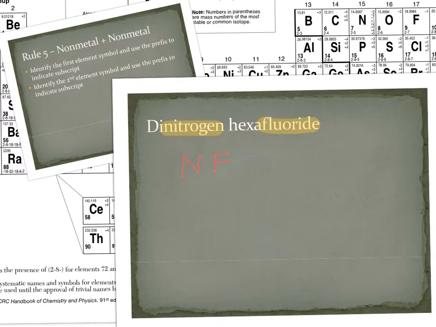Now the prefix in front of nitrogen is di, and the prefix in front of fluoride is hexa. So di is 2. So that will give us the number 2 as the subscript. And hexa is 6. So that will give us the subscript 6 after fluoride. And so the chemical formula for dinitrogen hexafluoride is N2F6.